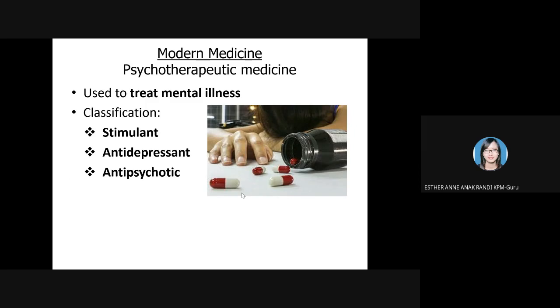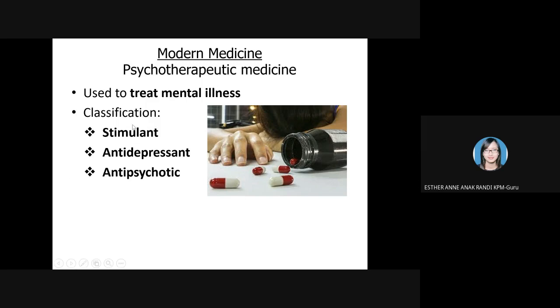Now we look at psychotherapeutic medicine. So psychotherapeutic, as I mentioned earlier, it is for those with mental health, mental illness. Okay, so those who have anxiety or depression and so on, these are the type of medicine they take. Okay, so they are used to treat mental illness. So kita ada 3 jenis. Okay, we have stimulant, antidepressant, and antipsychotic.